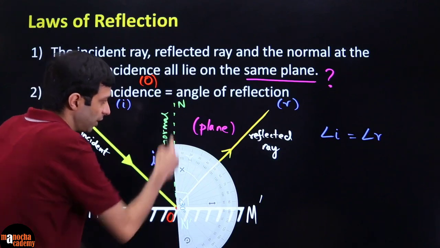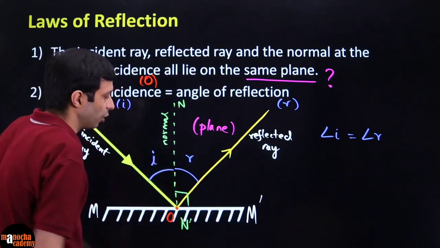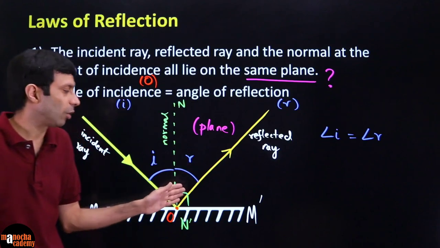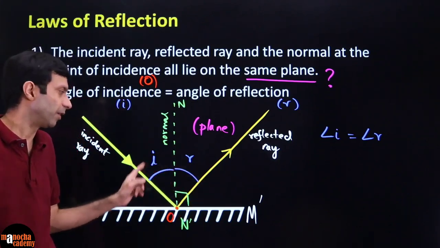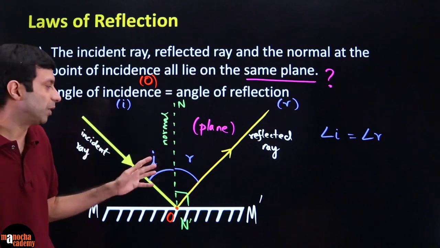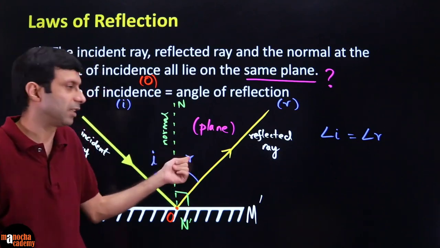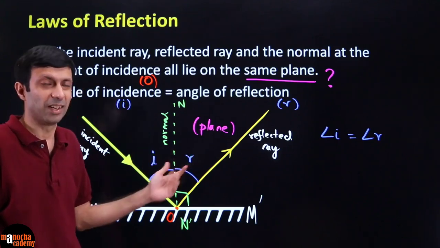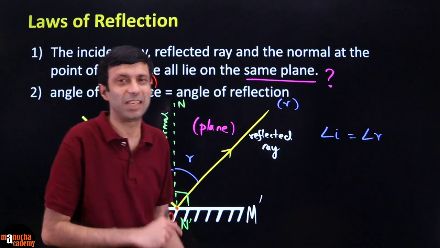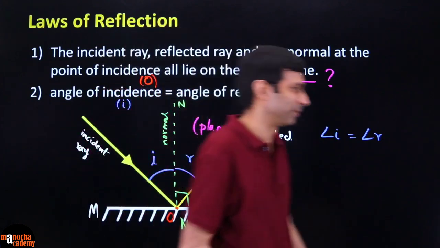Clear? So you always have to measure the angles with the normal. This other angle is actually called the glance angle, the angle made with the mirror. But remember, angles are always measured with the normal. So if this is 50 degrees, this is 50 degrees. If this is 40, this is 40. If this is 30, this is going to be 30. Angle of incidence is always equal to the angle of reflection here.